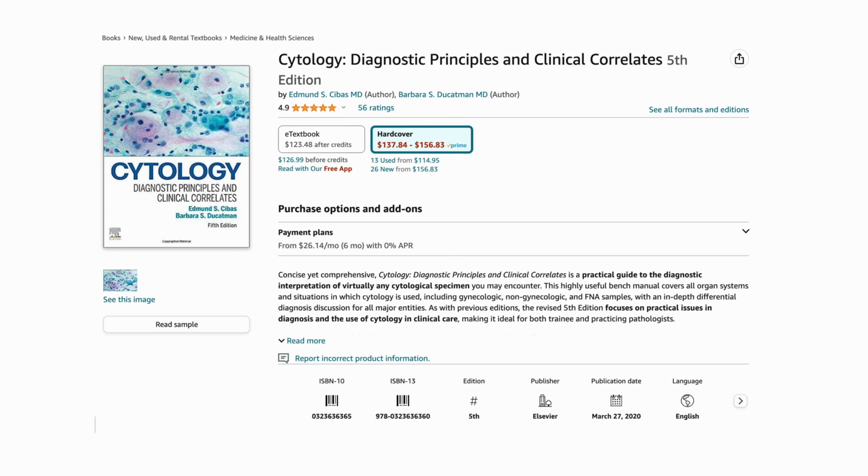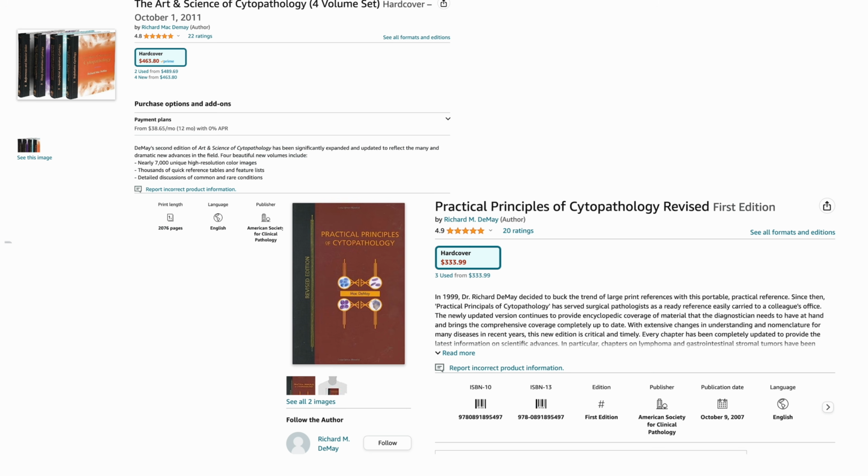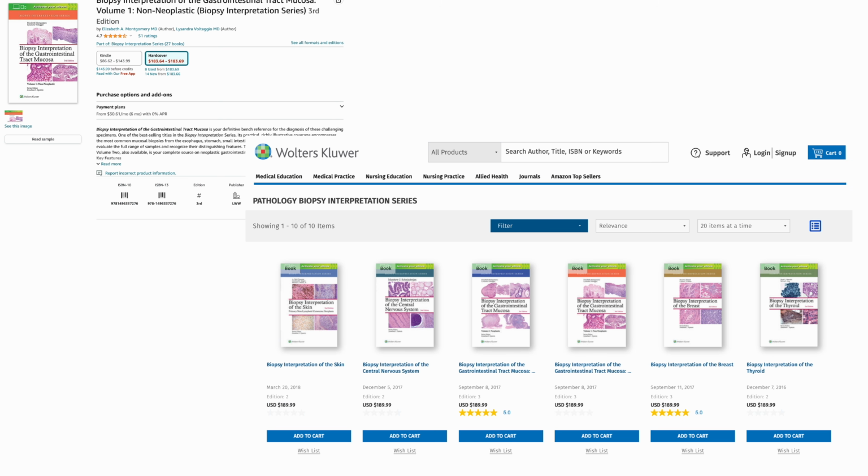For cytology, there's Edmund Cibas's Cytology: Diagnostic Principles and Clinical Correlates book, which is, I think, the most useful book. But there's also DeMay's Practical Principles of Cytopathology and also The Art and Science of Cytopathology, a four-volume set. I don't want to go through all the subspecialty books, as there are a lot of them, but I want to show you an example of a few important series of books.